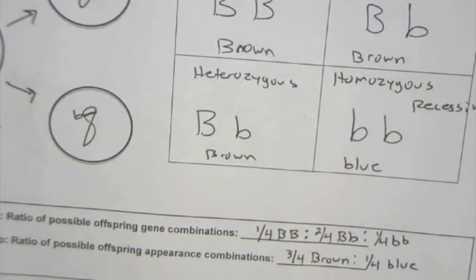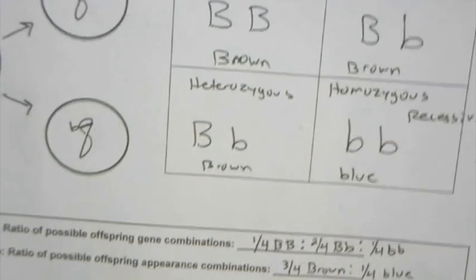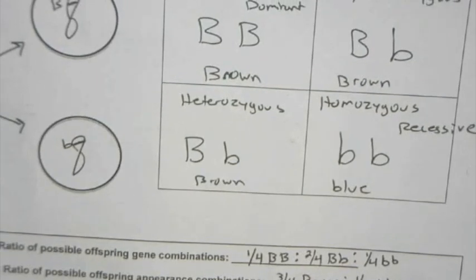So this sums up and shows us how, through fertilization, gametes can produce a range of different possibilities for genotypes and phenotypes of offspring. And this is how we solve simple Punnett squares using dominant and recessive traits.